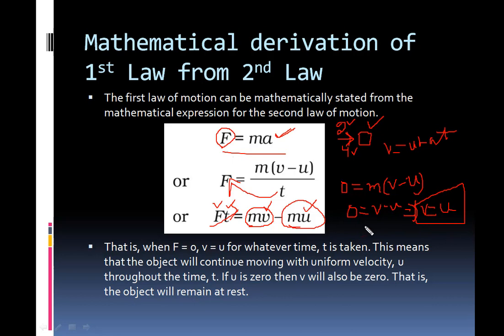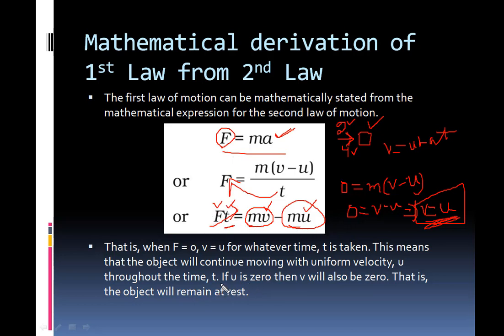Okay, so that is when F equals 0, v equals u for whatever time t is taken. This means that the object will continue moving with uniform velocity. Now, when initial velocity and final velocity are the same, that means the body is moving with uniform velocity u throughout the time. Throughout this time t, when force becomes 0, the body will move with the same velocity.